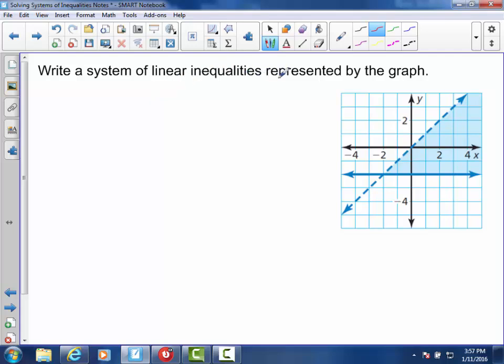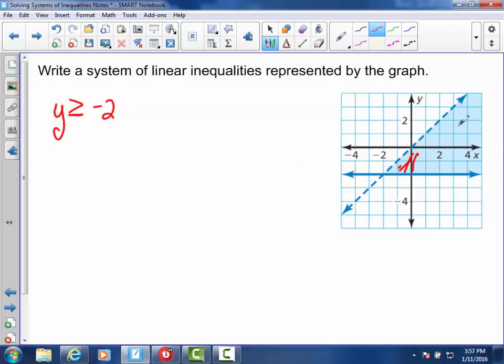Write a system of linear inequalities represented by the graph. Okay, so if it's a system, we know we have to use the same variables. Since it's on the graph, we're going to use x and y. So I'm going to look at this solid line here, and it is going through the y-axis at negative 2. So that means that y is going to always be negative 2 since it's solid, right? We know that we have the line underneath, and because we're going up on our shading, that's where the shading is, that would be greater than negative 2.